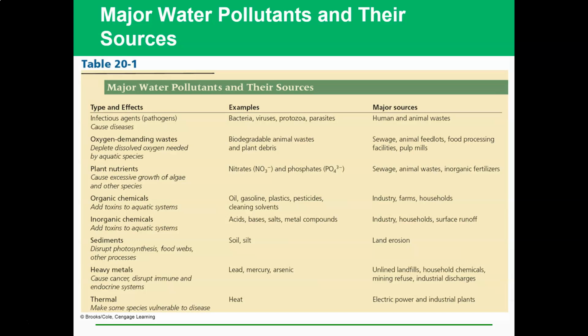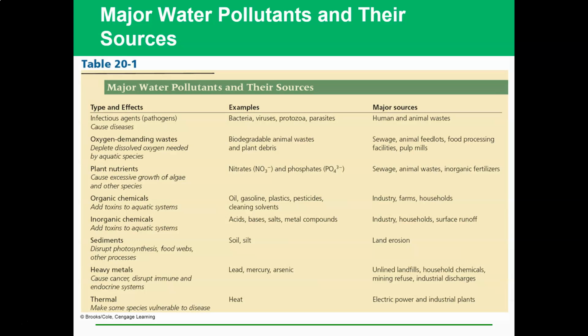There's also oxygen demanding waste that depletes dissolved oxygen needed by aquatic species. That's going to be a lot of your fertilizers, and biodegradable animal waste are going to demand that oxygen, take the oxygen away from the water. And that's going to come from sewage again, animal feedlots, food processing facilities, and pulp mills.